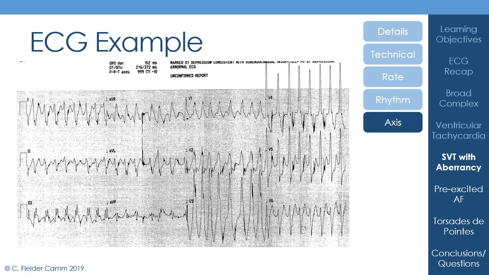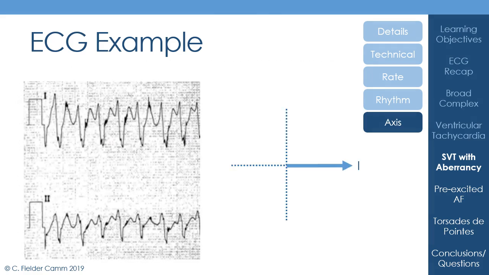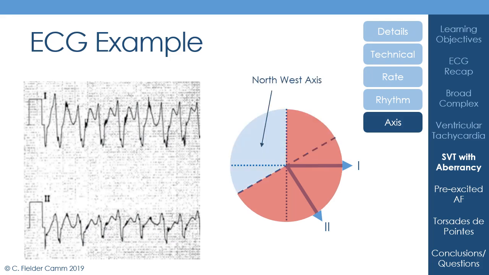Okay, what about the axis? Well, we'll pull this apart. So lead 1, well, it's primarily downgoing, isn't it? Okay, so we know the axis isn't normal. Okay, what about lead 2? That also seems to be downgoing. Okay, so again, we've got this northwest axis appearing. Okay, and that's unusual, isn't it? So again, that goes against this being a bundle branch block issue.